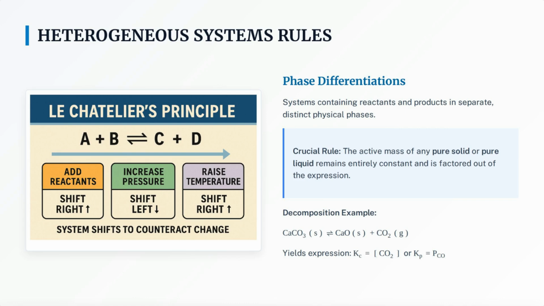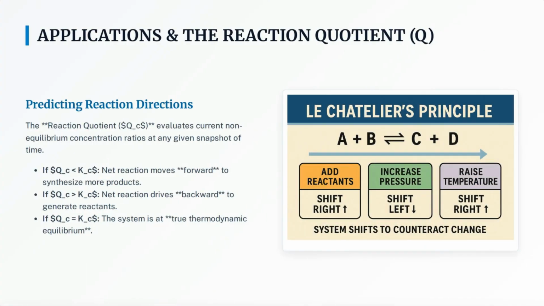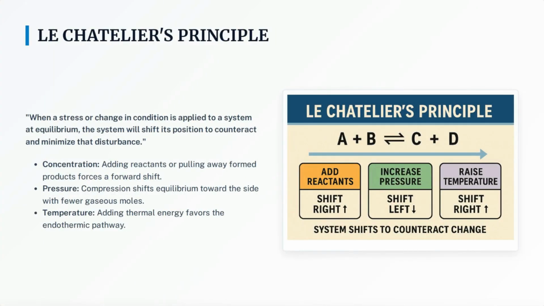Le Chatelier's principle helps predict how systems will shift to counteract changes. The reaction quotient, Q, is used to predict the direction a reaction will shift to reach equilibrium. By comparing Q to the equilibrium constant Kc, we can determine if the net reaction moves forward, backward, or is already at equilibrium. Le Chatelier's principle states that a system at equilibrium will shift to counteract any applied stress. For example, adding reactants shifts the equilibrium forward. Increasing pressure favors the side with fewer gas moles, and increasing temperature favors the endothermic direction.